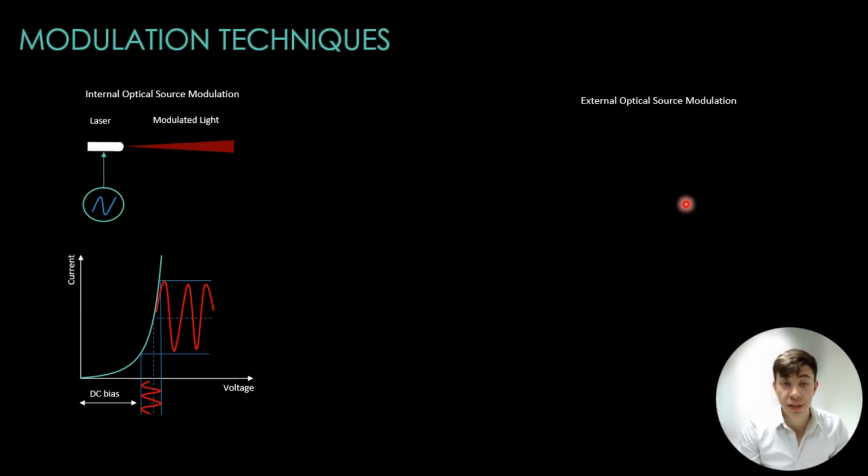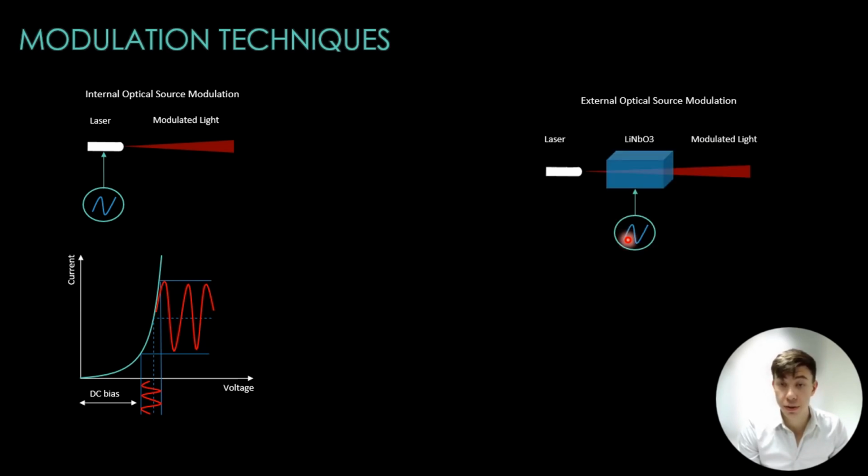We can also have external optical source modulation. For higher bandwidths and more demanding applications, we turn to external modulation. This involves a separate modulator placed outside the laser, as illustrated in the diagram. A common type is the lithium niobate modulator, which alters the light's phase or intensity based on applied voltage. External modulators offer superior linearity and bandwidth, but add complexity and cost to the system.